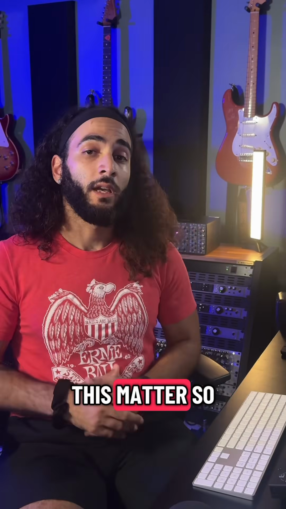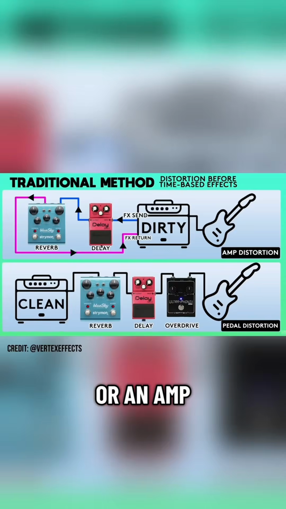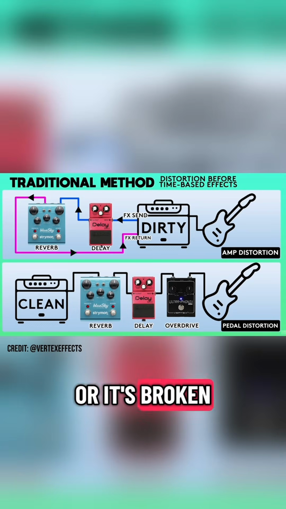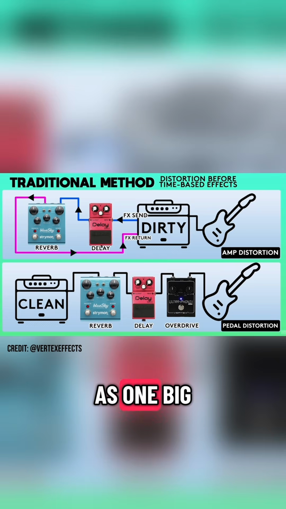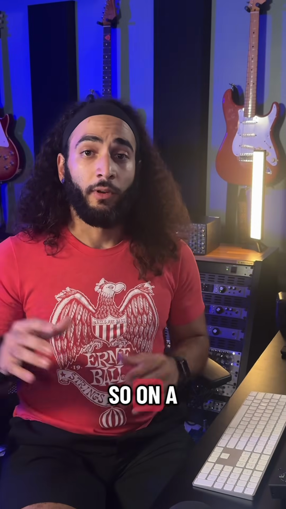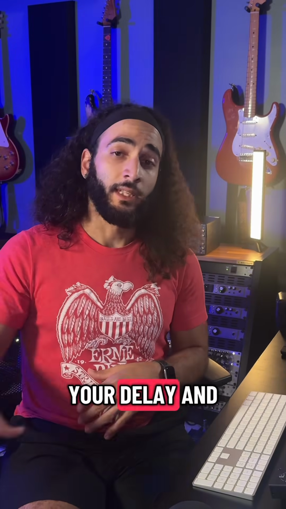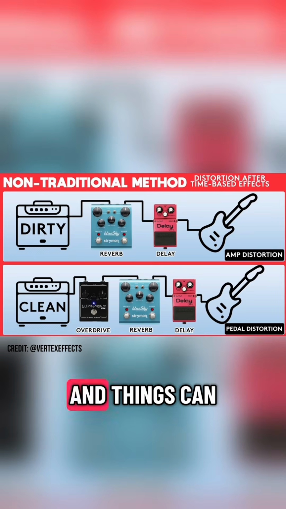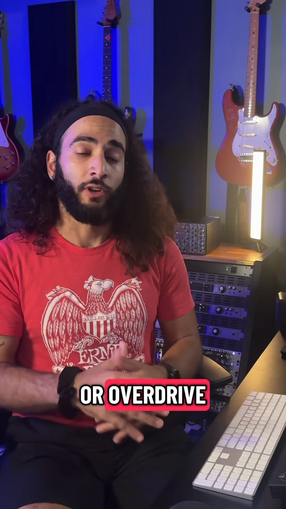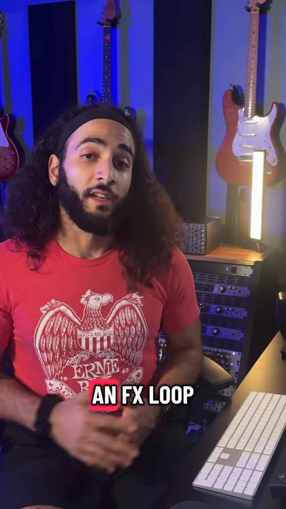So why does this matter? So if you're running a high gain amp or an amp that gets dirty or it's broken up or using any sort of overdrive coming from it, you essentially want to look at it as one big overdrive pedal. So on a pedal board, if you're feeding your delay and your reverb into this preamp that's dirty, you're just feeding that into a distortion and things can get really messy. So by putting those effects in an effects loop, you're putting it after your distortion or overdrive and things get much cleaner.